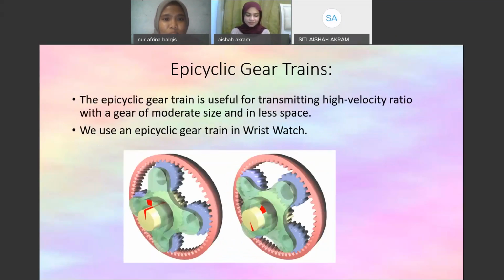Next, we can see the epicyclic gear train. The epicyclic gear train is useful for transmitting a high velocity ratio with gears of moderate size in less space. We use an epicyclic gear train in a wristwatch. At home, we use epicyclic gear trains in a clock. We can see from the example. And on the next slide, my friend will continue.